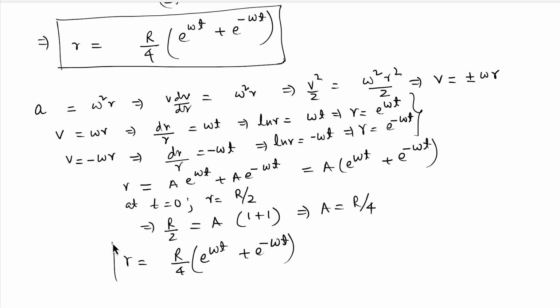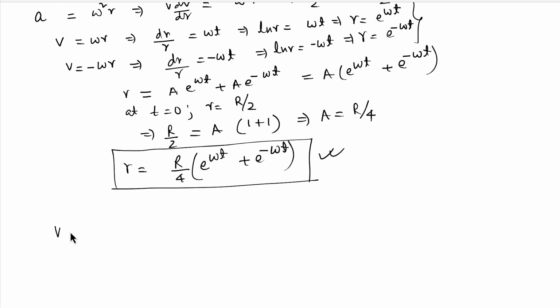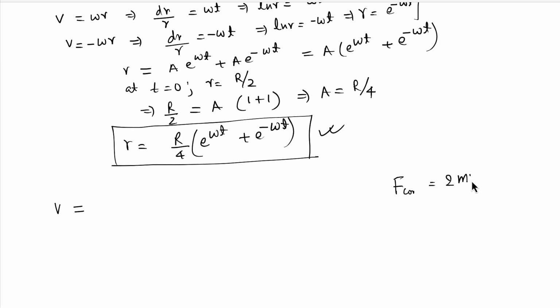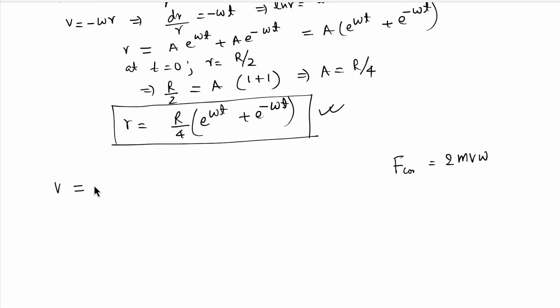This is a pretty straightforward and easy solution, and this is perfectly legal. You can use this. With both approaches we get the same answer. Okay, so now we got the r. Now what is V? We need to compute V to compute the Coriolis force, because remember the Coriolis force is 2 m V omega, right? This is the force. So what is V?